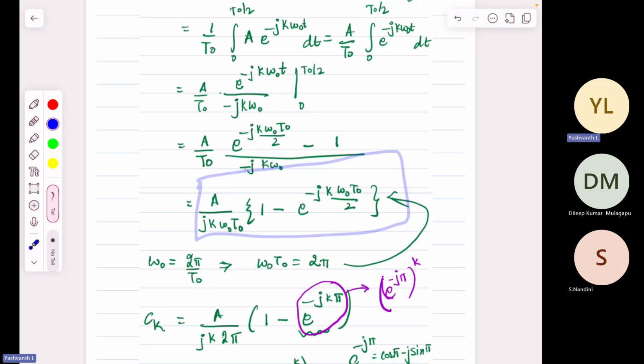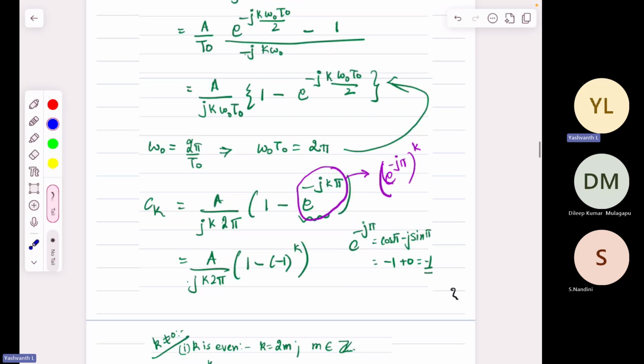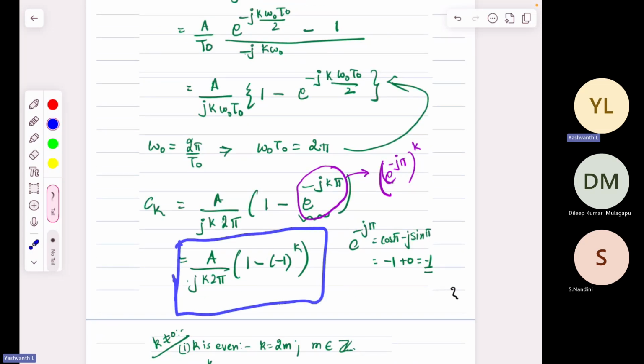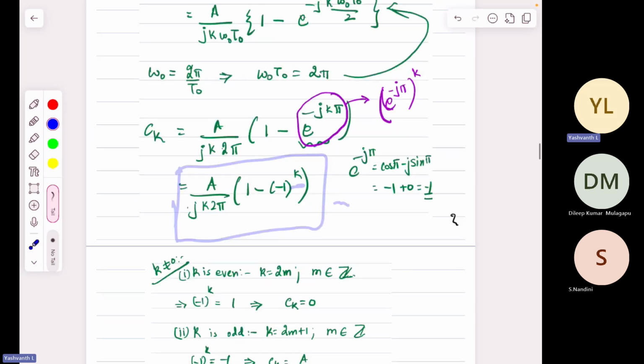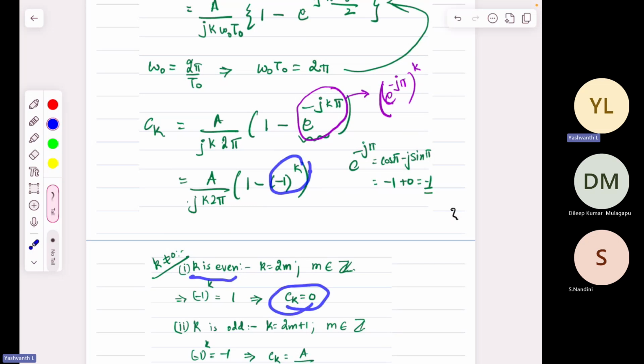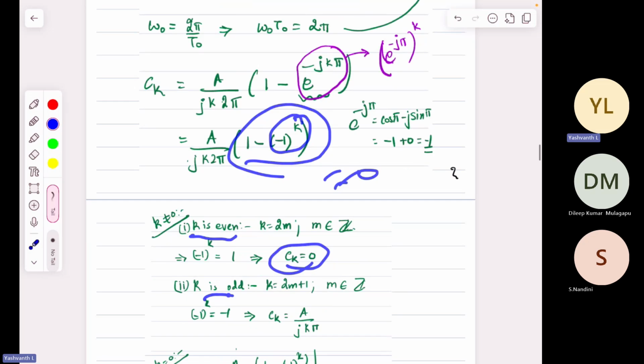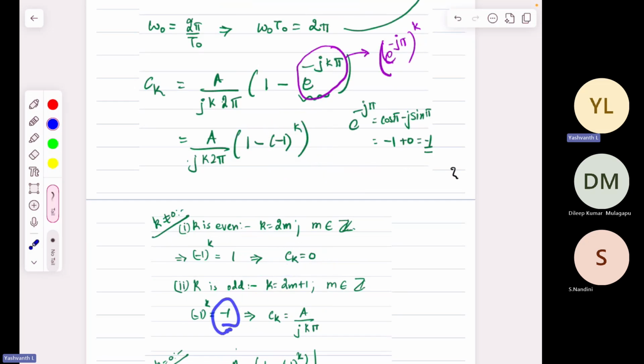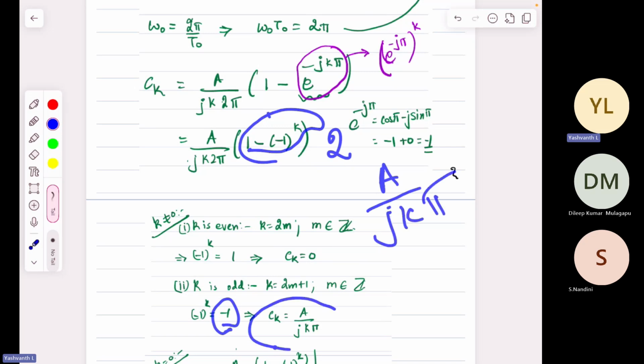Okay. And we also said that omega naught is equal to 2 pi by t naught. So omega naught t naught is equal to 2 pi. So what did we get? We got this expression. This is what we did last time. Okay, so whenever k is not equal to 0, and for even k, we got ck is equal to 0 because minus 1 power even is 1. So 1 minus 1 goes to 0. Whenever k is odd, then minus 1 power k is equal to minus 1, in which case this whole will become 2. So you'll get a by j k pi. That's what this ck is.